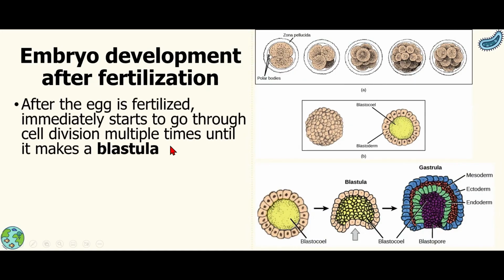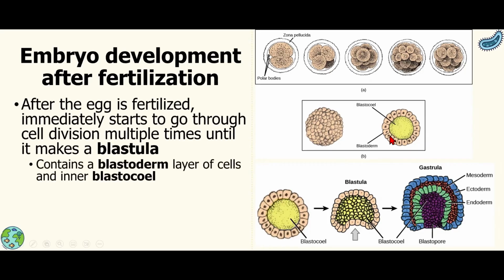And so after the egg is fertilized, it's going to go through cell division and it's going to make multiple cells. So you end up with one cell, then you have two, then you have four, eight, etc. And it's going to keep going until you get this kind of ball of cells called a blastula. And the blastula is going to have a layer of cells around it. Okay, so this is like a cross section. If you were to slice it open, it looks like this, but it is a ball where the cells are on the outside layer. We call that the blastoderm. And then the inside is called the blastocele.